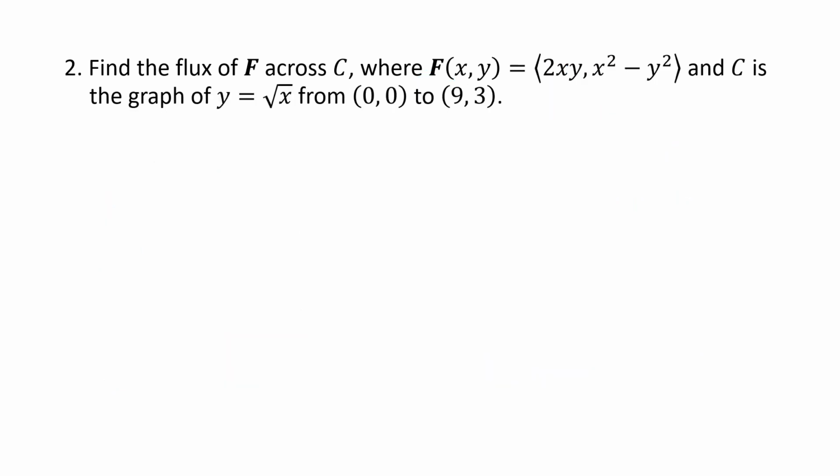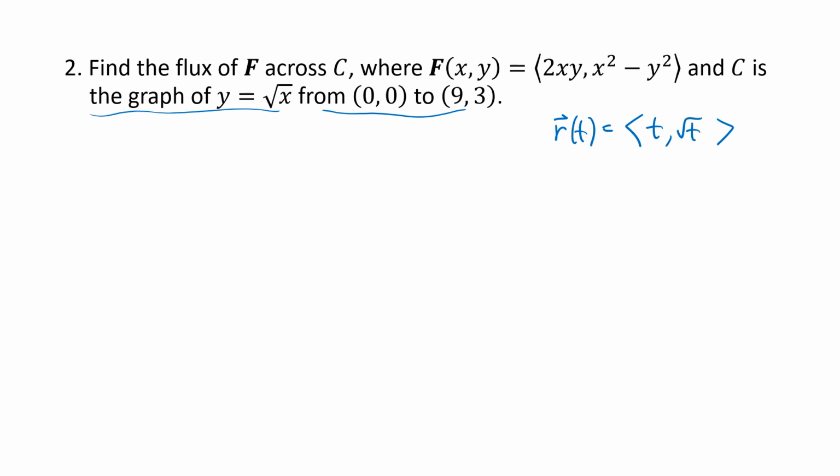So this is a similar problem, but this time we're given a curve, but we're not explicitly given a parameterization of that curve. So first we're going to have to find our r of t, our parameterization of this curve, and then we're going to set up our line integral like we did in the previous problem. In this case, our curve is the graph of a function from a point to another point. And typically the way that we parameterize that is we let r of t be the vector where the x component is t, and the y component is the function of t, which in this case is square root of t.